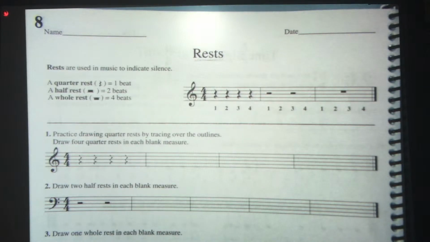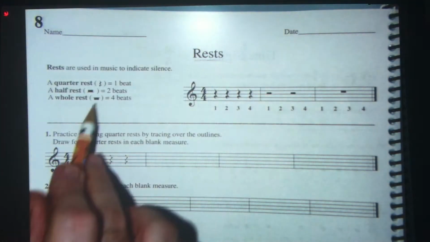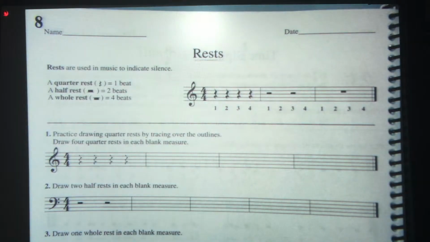We use commas. We use periods. We start new phrases. And we use those rests to separate ideas. Sometimes we use them just as a pause, a comma in the music. And we have a few basic ones here on this page that we need to learn about.